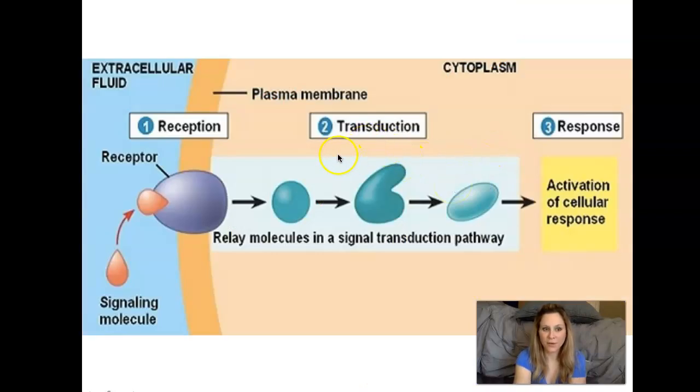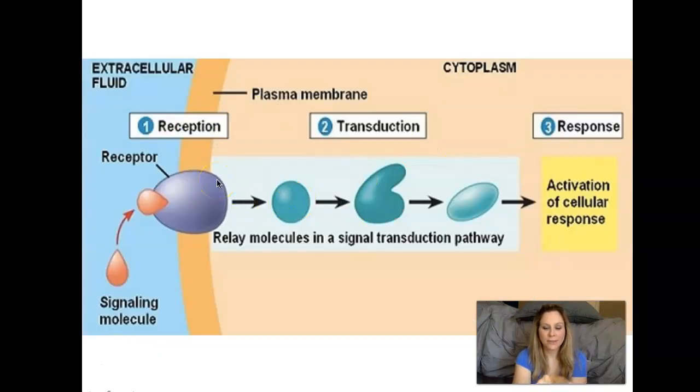Just a little review of cell communication, because hormones are obviously involved in cell communication, and the endocrine system cannot work unless a hormone is going to bind to a receptor. We have an amplification of the response, and then we have an activation of a cellular response. So I just wanted to remind you of the 3 steps of cell communication: reception, transduction, response.